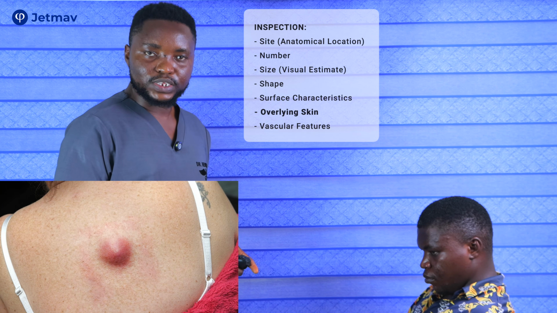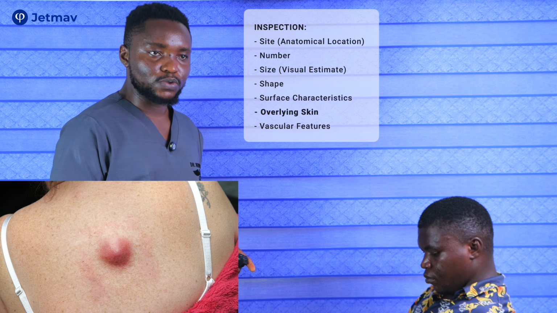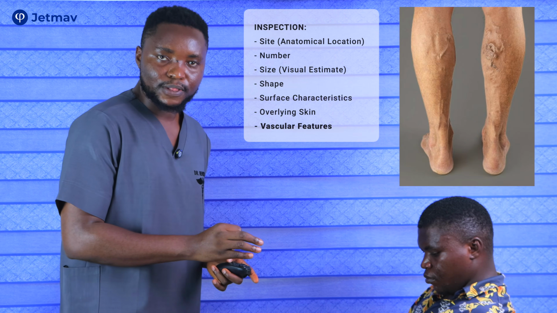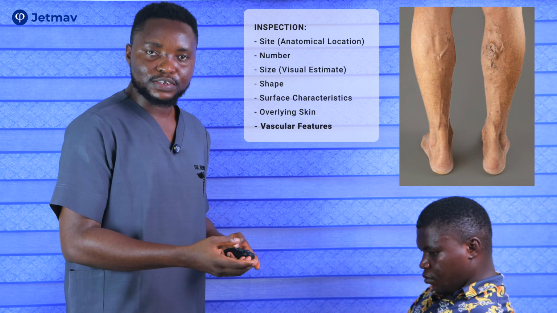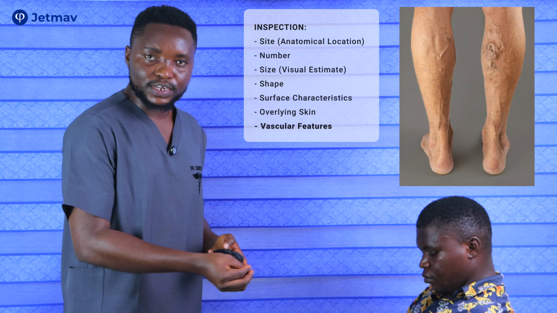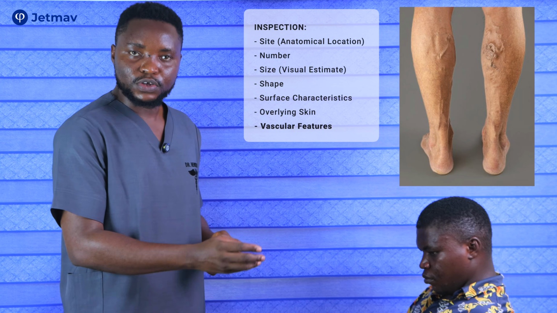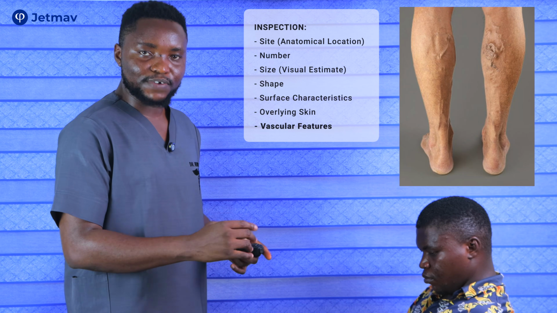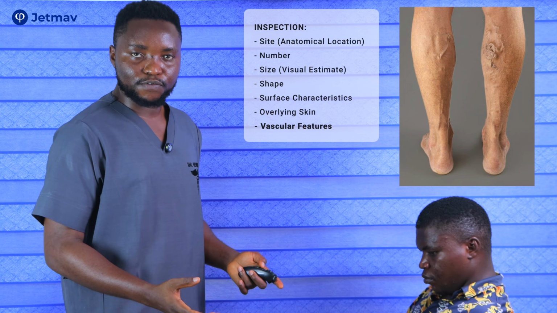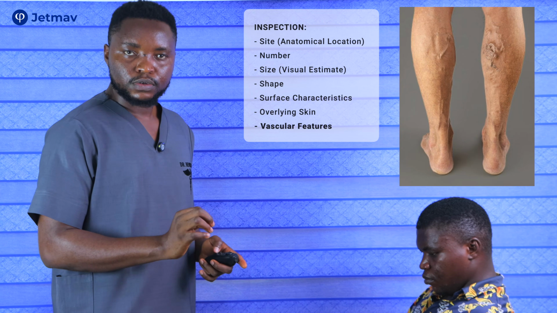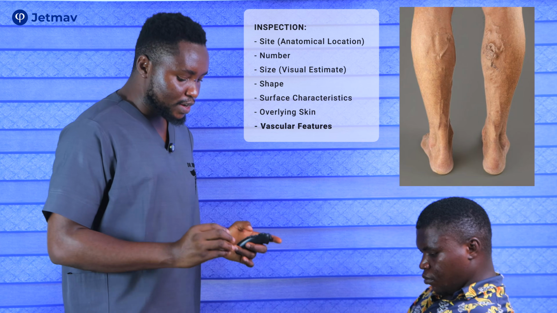Then when you're done with that, the next feature we're going to look at is vascular features. So in some masses, you might have prominent dilated veins occurring over the mass. You might also have visible pulsations noted, which are synchronous with the radial pulse. So these are things you must try to note if there's vascular involvement of the mass, or if there is no abnormal vascular involvement visible. You note that too. So these are the 7 features which you must quickly note.